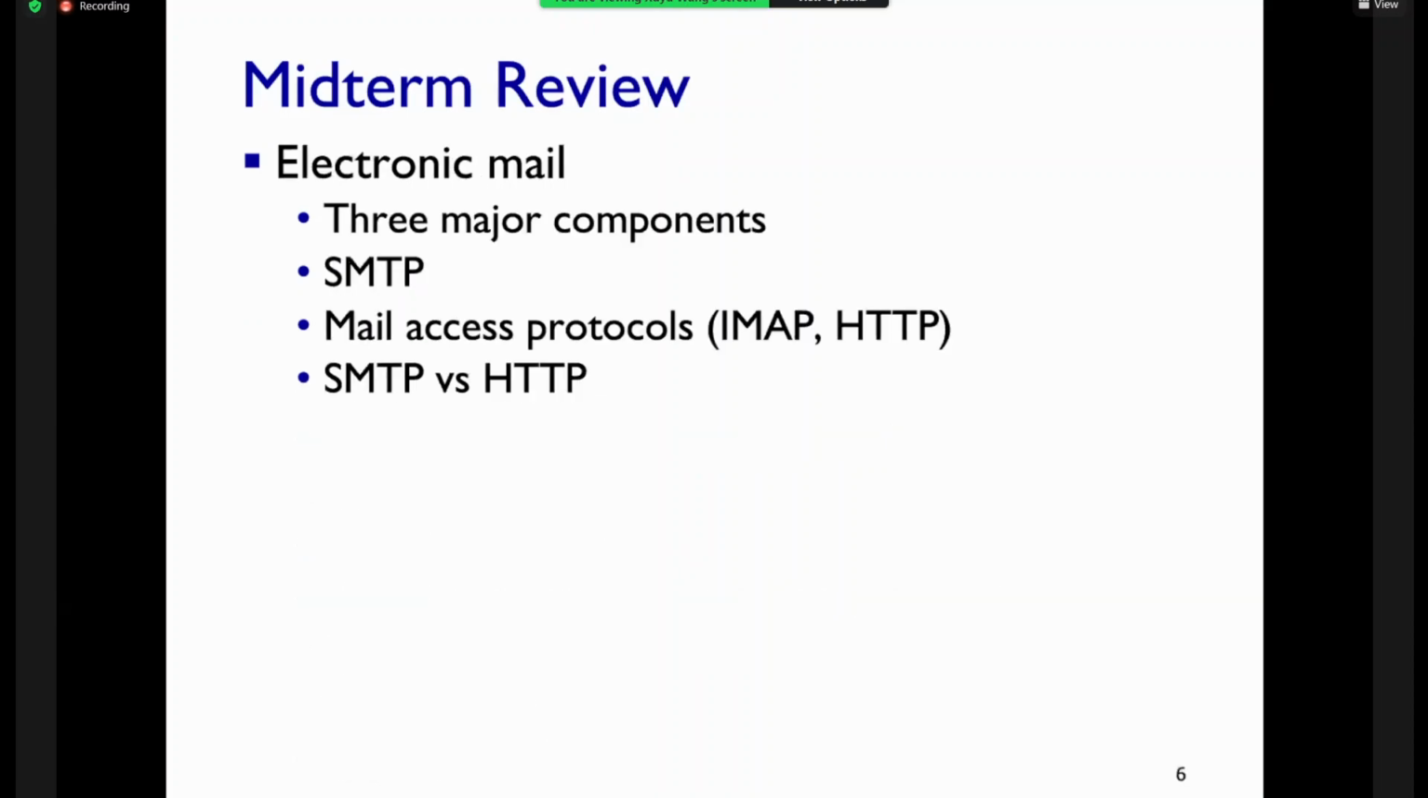The second one is electronic mail. For this application, we know it includes 3 components: the user agent, mail servers, and the SMTP protocol. Especially for the SMTP protocol, we know it also uses the client-server architecture and uses TCP. SMTP just pushes the message from the sending mail server to the receiving mail server. How do we get the message? For this case, we need another protocol, a mail access protocol, like IMAP.